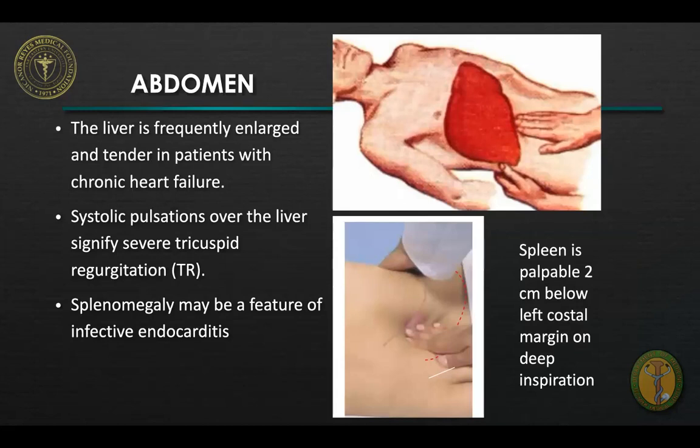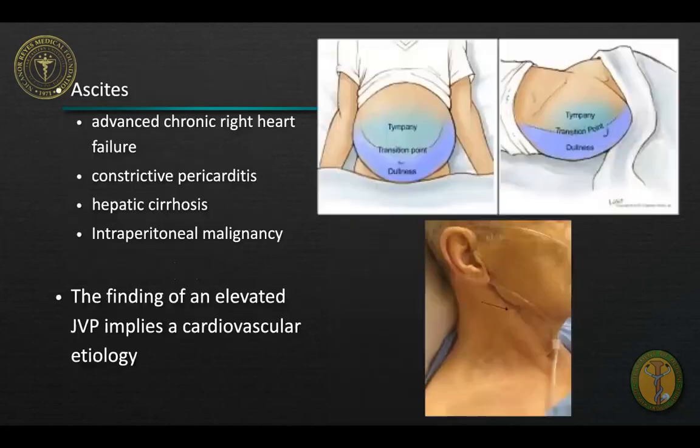What about splenomegaly? This may be a feature of infective endocarditis, particularly when symptoms have persisted for weeks or months. You may even palpate the spleen at about 2 centimeters below the left costal margin. Ascites is a nonspecific finding that may be present with advanced chronic right heart failure or constrictive pericarditis.